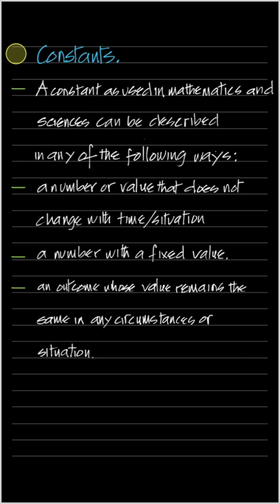Constants. A constant, as used in mathematics and sciences, can be described in any of the following ways. First, a number or value that does not change with time or situation. Next, a number with a fixed value. Next, an outcome whose value remains the same in any circumstances or situation.